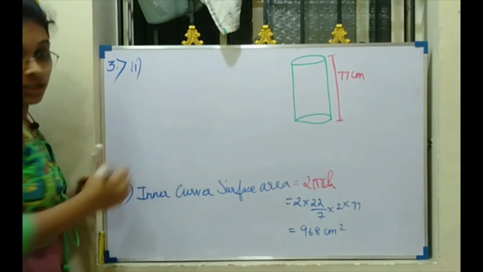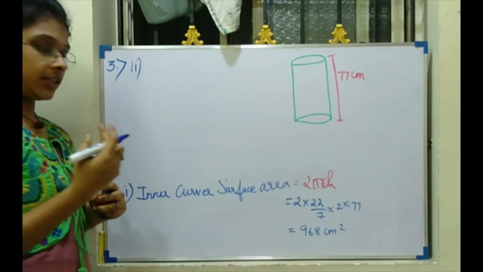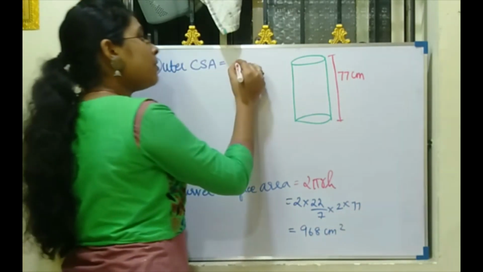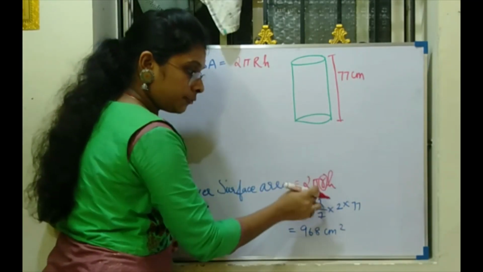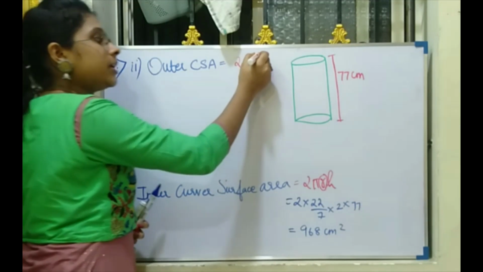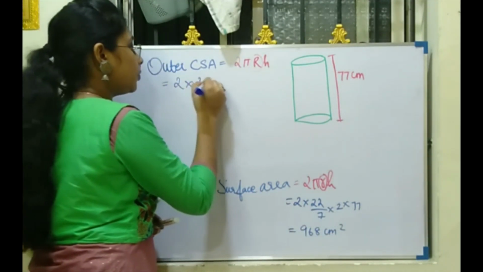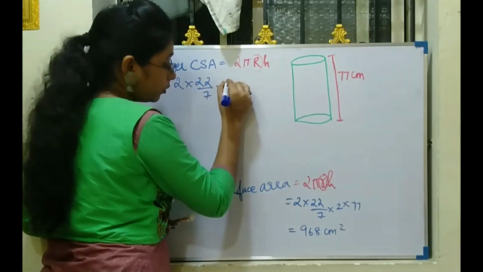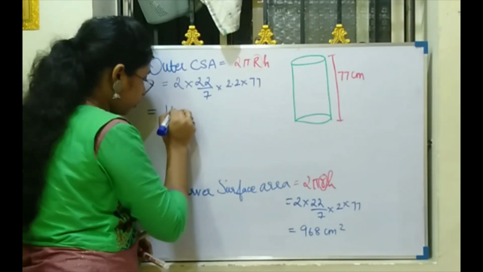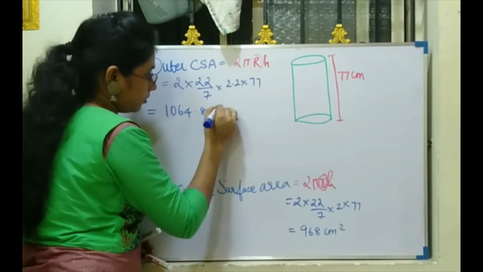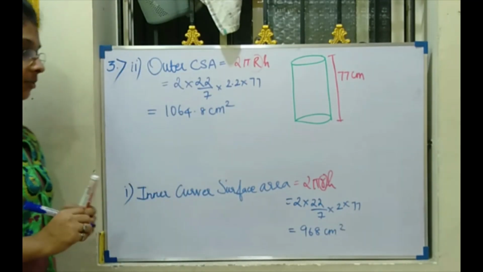Second part of the question is outer curved surface area. Now we have to find the value of outer curved surface area. The formula will be 2 pi capital R h. Small r is for inner radius and capital R is for outer radius. Now let's substitute the values. 2 into 22 by 7 into 2.2 into 77. So the outer curved surface area will be 1064.8 centimeter square.